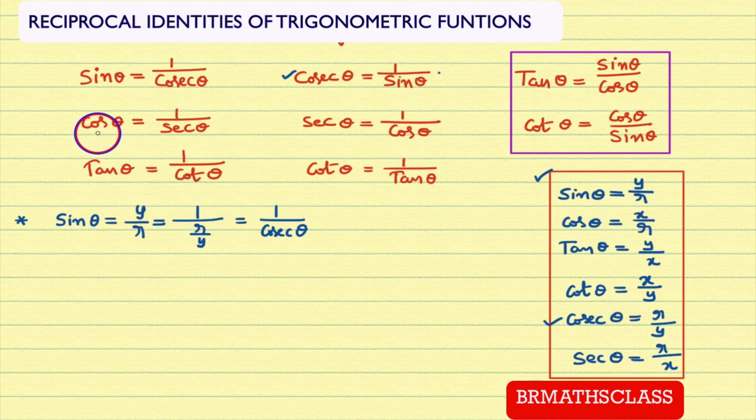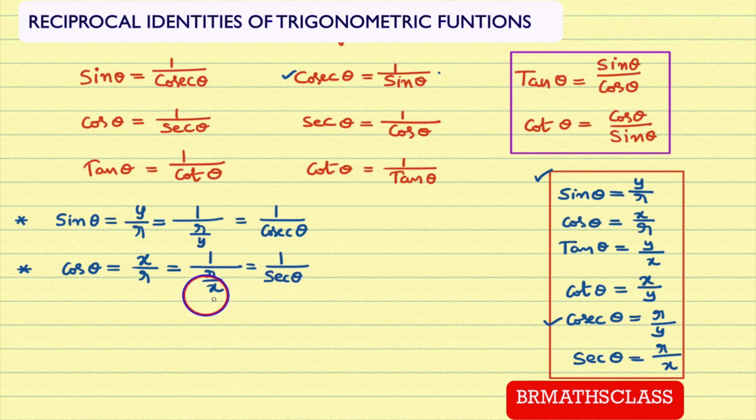Now, I will prove that cos theta equal to 1 by secant theta. As per the definition of trigonometric functions, cos theta is defined as x divided by r. This x divided by r, we can write as 1 divided by r by x. That equals 1 divided by secant theta, because r by x is secant theta. Therefore, cos theta equal to 1 by secant theta.